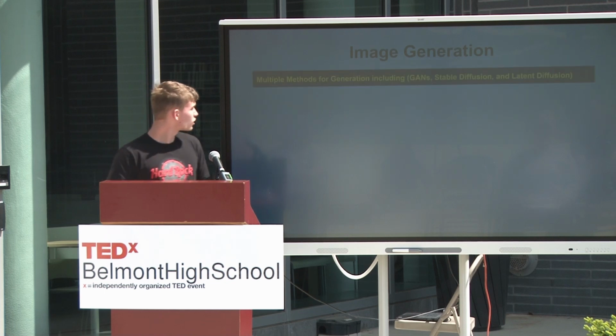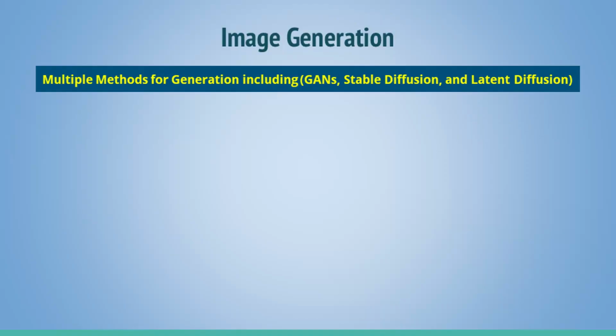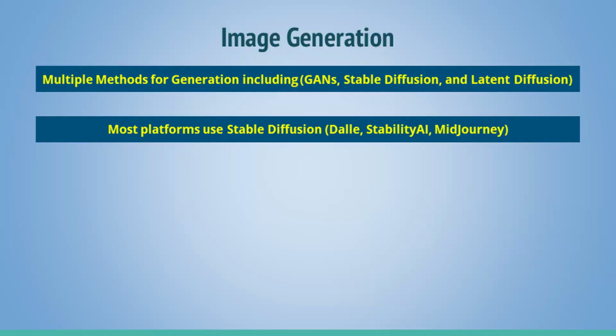What about image generation? These are pretty cool. So, how do we do image generation? Well, there's multiple methods, including GANs, which we're not going to talk about because they're kind of bad. We have stable diffusion, which is the most common. And then we have the newer latent diffusion, which is really complicated. I don't understand how it works. So, most platforms use stable diffusion. This is DALL-E, Stability AI, and Midjourney. If you've heard of those, that's pretty good.